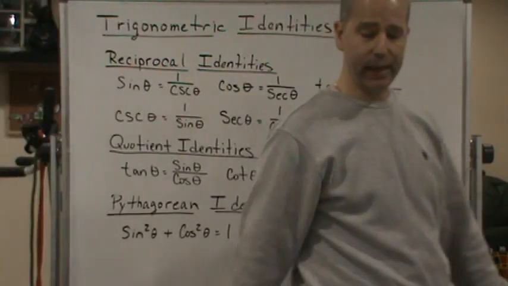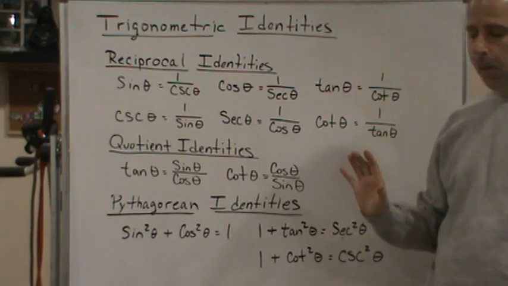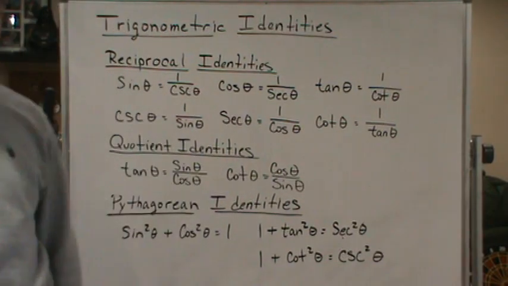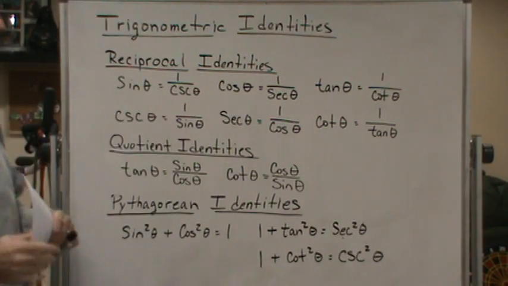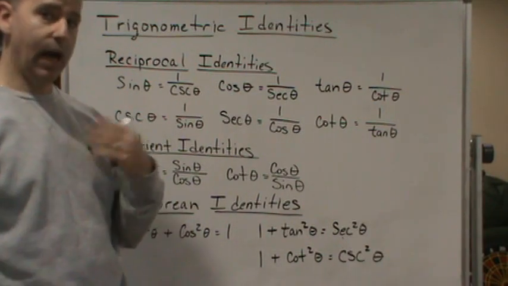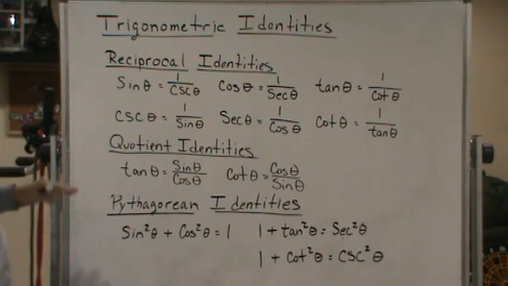Okay, welcome back. And now we're going to look at the trigonometric identities. These are the basic trigonometric identities that we're going to start with. They're not by far the only ones, but these are the basic ones. So a lot of these you've already seen, if not all of them.